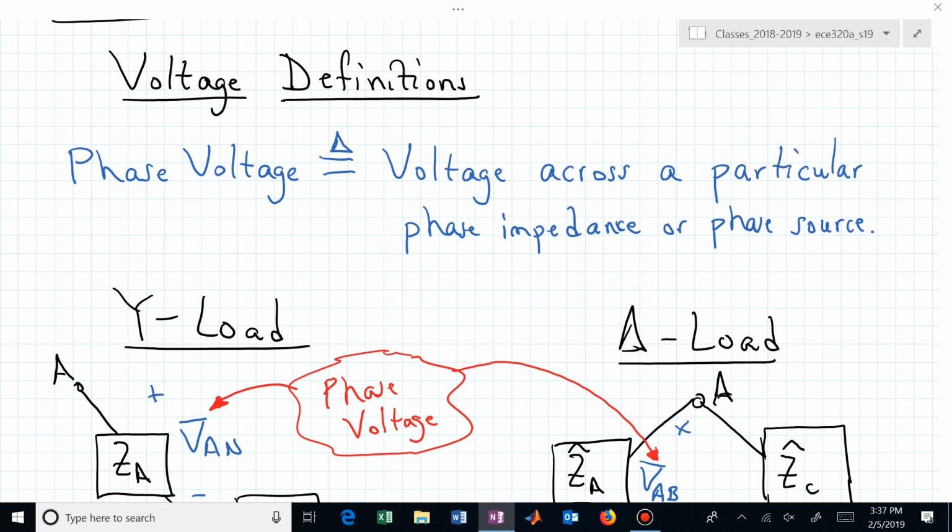So now let's go through the definitions of phase voltage, line voltage, and then we'll move into the line current and phase current. The first one that we want to talk about is phase voltage, and that's the voltage across a particular phase impedance or a particular phase source. This could be at the generator or it could be at the load side, and we could ask, what is the phase voltage associated with that particular load or source?